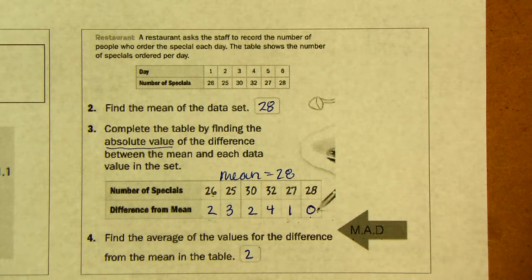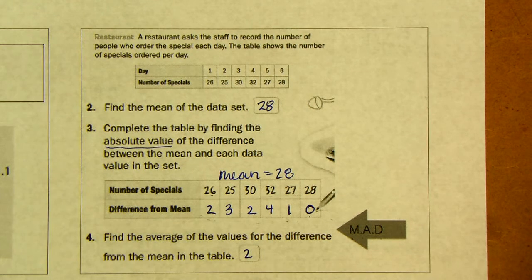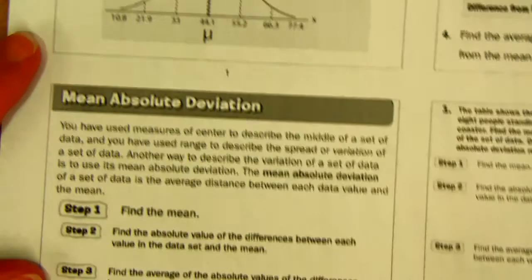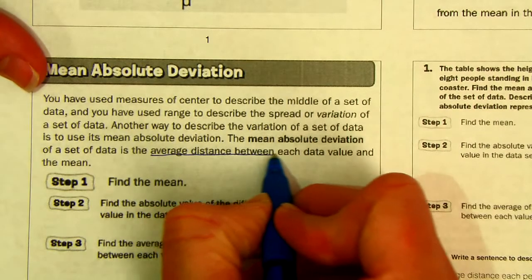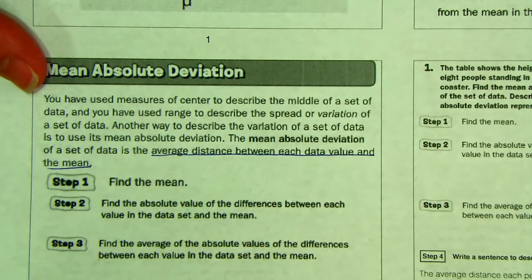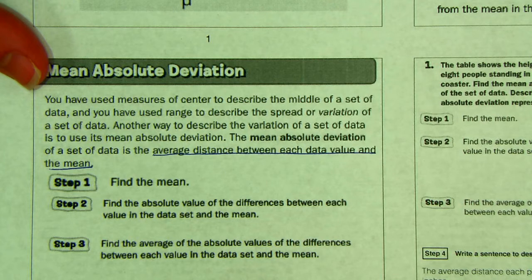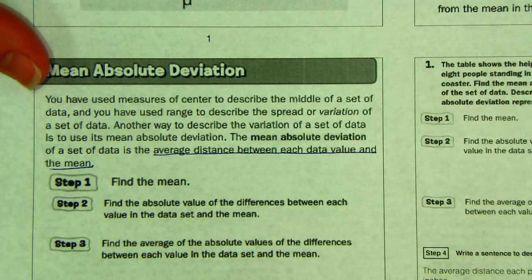All right, and we are going to have to write sentences describing that mean absolute deviation. So let's go down here and first of all talk about that. The mean absolute deviation is just, right here, the average distance between each data value and the mean. Now, it doesn't mean every data value is exactly 2 away from the mean, but that's the average distance that each value is from the mean.